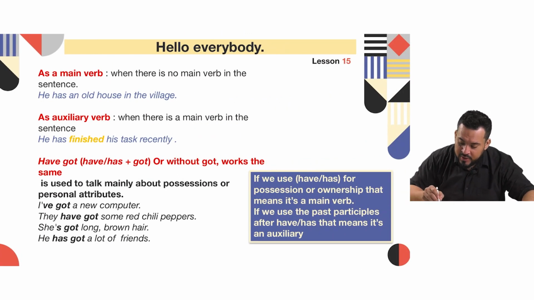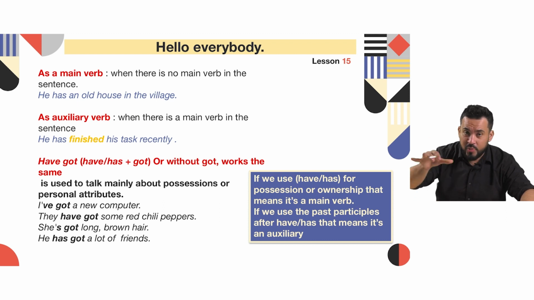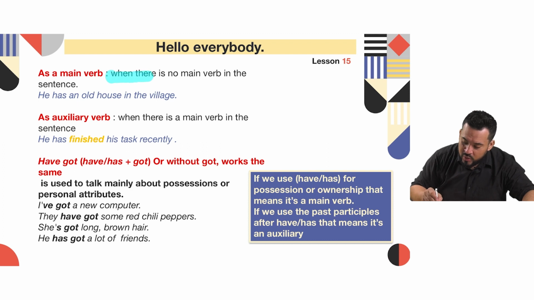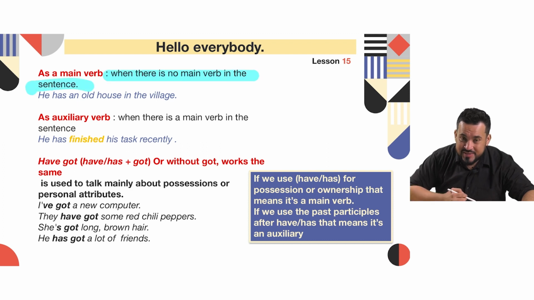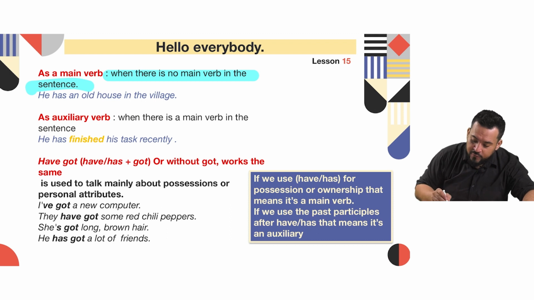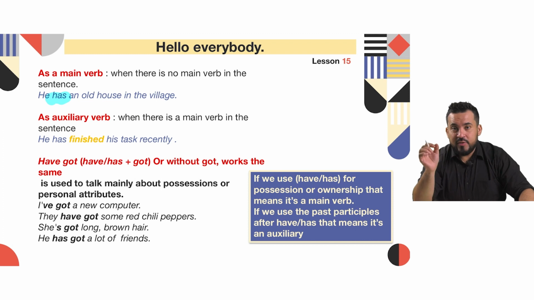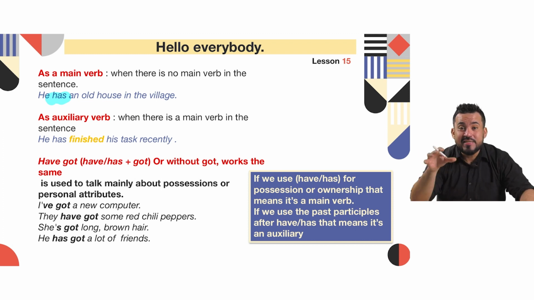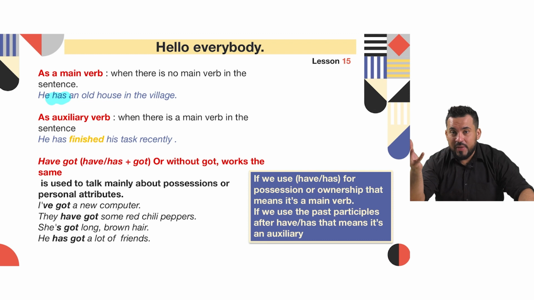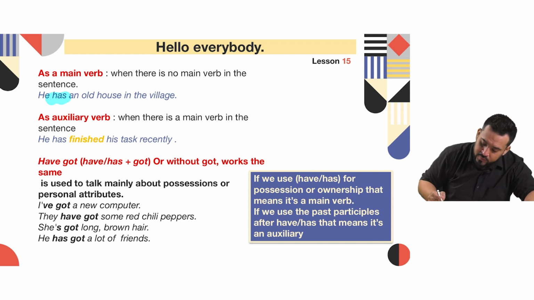If it's a main verb, that means there is no other main verb. It is the main verb. Okay? So when there is no other main verb in the sentence, that means have is the main verb. Like for example, he has an old house in the village. He has an old house in the village. Now this is not a helping verb. This is not an auxiliary. This is the main verb. It means he owns a house in the village.